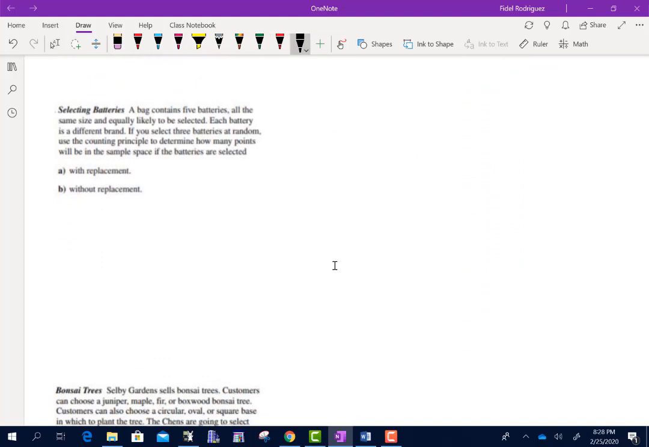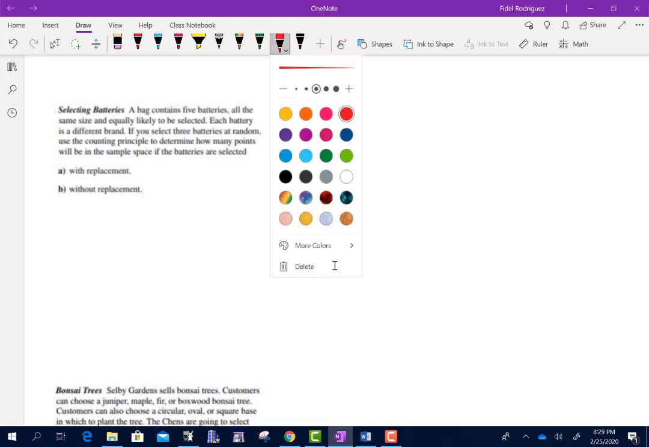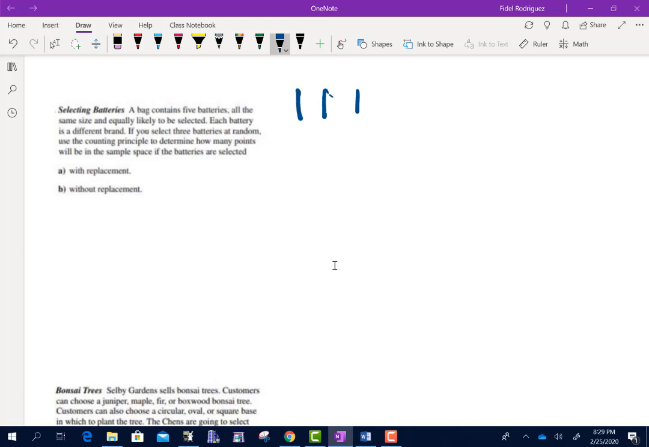Taking a look at the next problem. It says a bag contains 5 batteries, all the same size and equally likely to be selected. Each battery is a different brand. If you select 3 batteries at random, using the counting principle, determine how many points will be in the sample space if the batteries are to be selected with replacement or without replacement. Okay, so we're going to have 5 batteries, okay? So battery 1, 2, 3, 4, and 5, okay? Now, we're going to select 3 of them, okay?